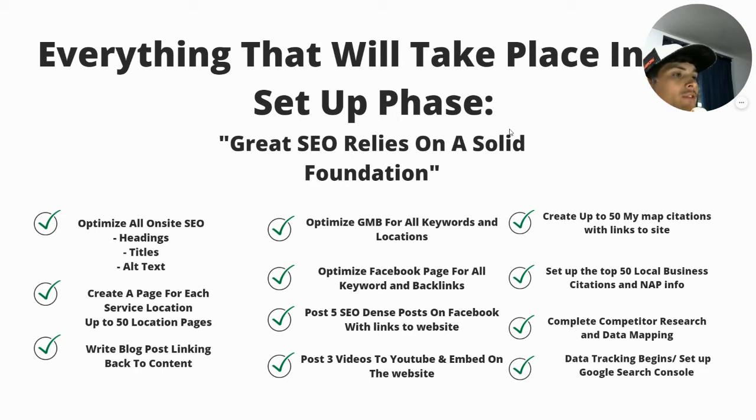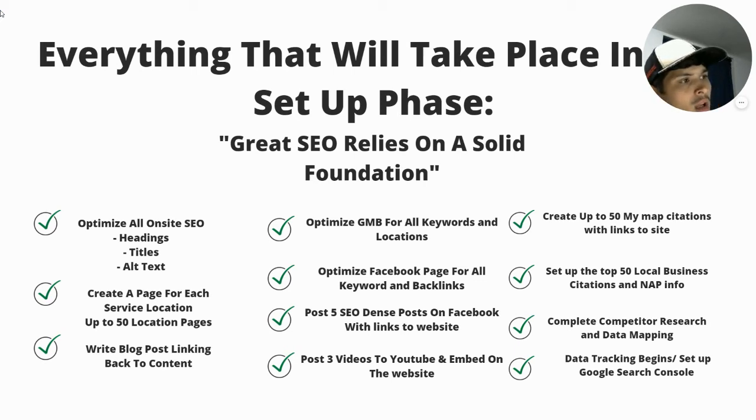Then we're going to create 50 My Map citations, which are within Google Maps. You can go in and create customized little maps with links back to your site, and I'll show you how to do that as well. It's going to have a little bit of an increase on your local SEO, and I'll show you why. The next thing is, again, setting up the top 50 business citations. That's like Yellow Pages, Yelp, the backlinks, which point back to your website.